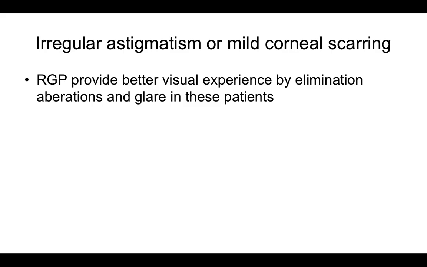So in this condition, if you want to improve the vision of the patient, we have an RGP or a scleral contact lens, and by using these specialty lenses, the patient will experience better vision, because these lenses will help by eliminating corneal abrasions and glare, and ultimately these lenses will provide better visual acuity if you compare with normal glasses. So RGP lenses provide better vision, especially in irregular astigmatism, or which is associated with corneal scarring.